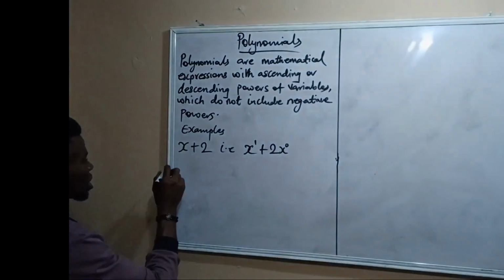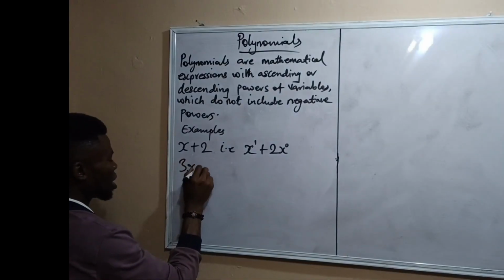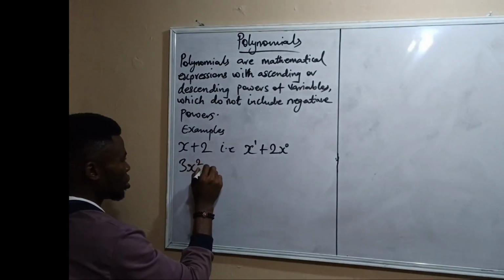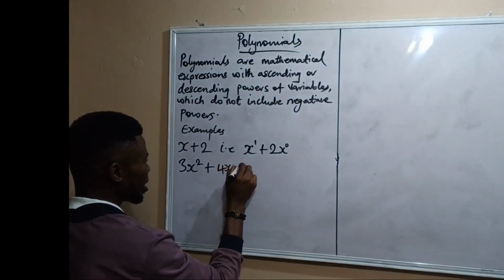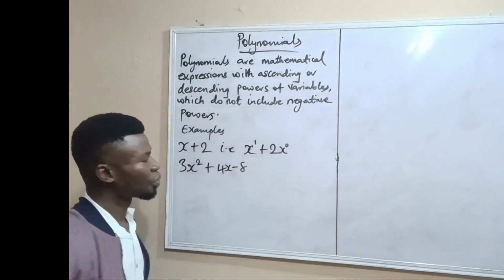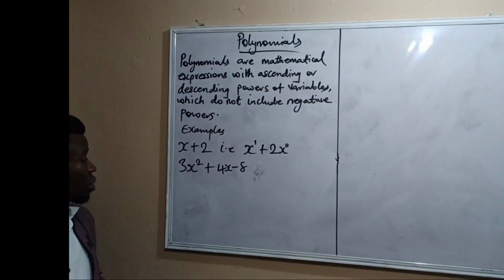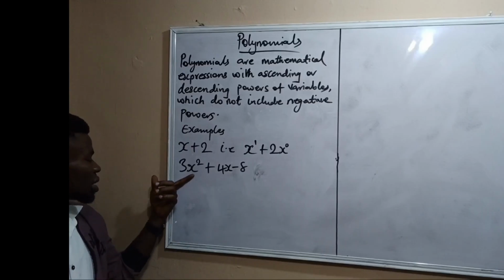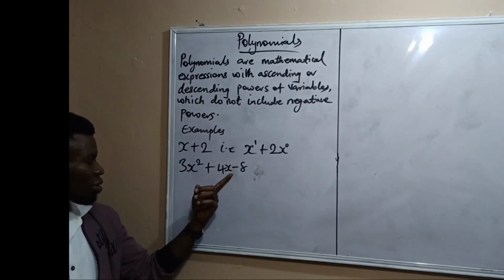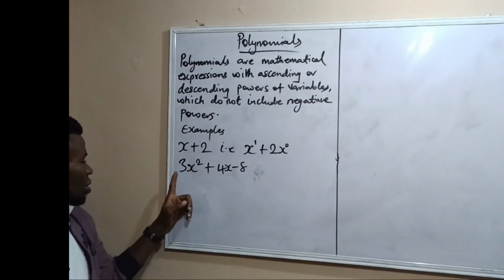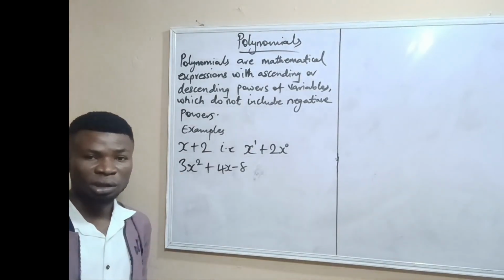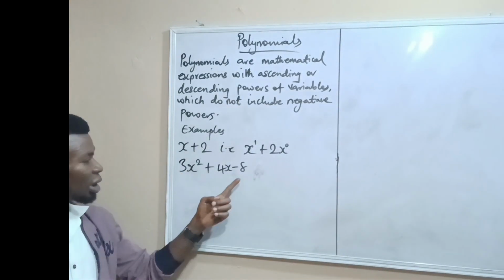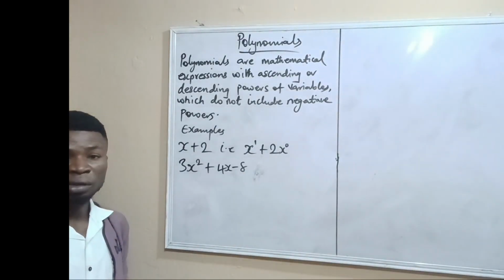Now, let's look at another example. This one says 3x raised to the power 2 plus 4x then minus 8. This is another example of polynomials. Now, this is a variable, x. This also is a variable, this x here. Now, this 3 and 4, they are what we call the coefficients. And then 8 is what we call the constant.